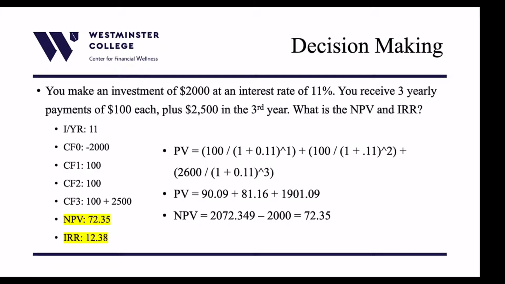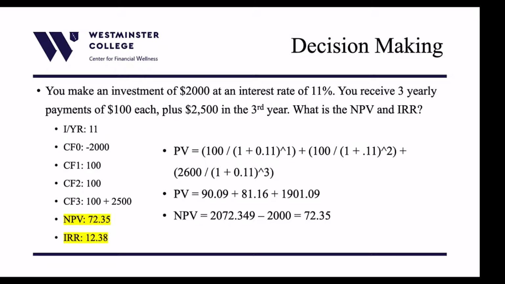Then I'm going to click the red NPV and see that our net present value is 72.35. When I click the red down arrow and click IRR, I can see that our internal rate of return is 12.38, higher than the 11% interest rate.